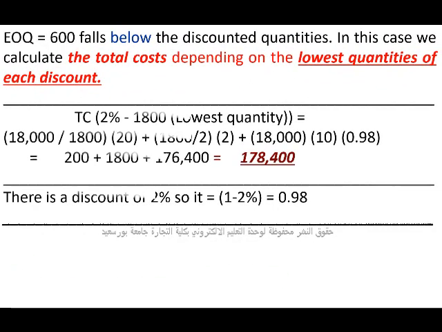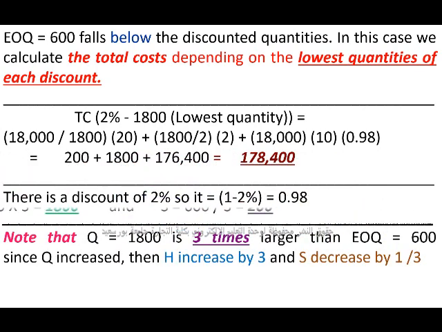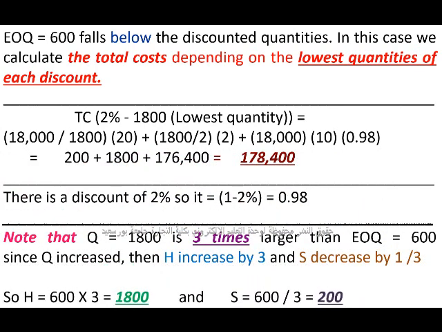Second, we should calculate the total cost for each discount, as you can see from this slide. First one, 2%. You can apply the equation. Total cost will be equal to demand over Q. But here, just to remind you, Q for this exercise, we got EEQ 600 units. But here, we use 1,800. Why?